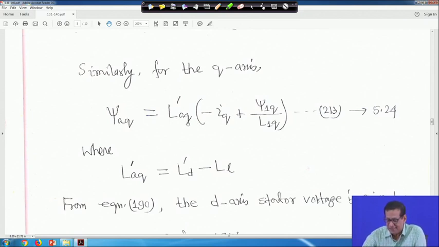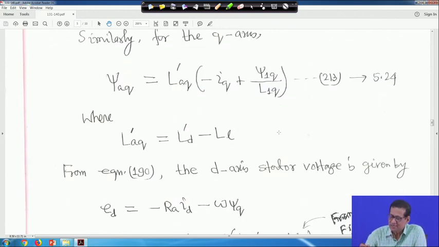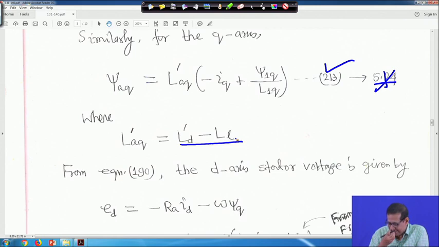You will get psi_aq is equal to L_aq dash times (minus I_q plus psi_1q upon L_1q). This is equation 213, where L_aq dash is equal to L_q dash minus L_l, same as before.